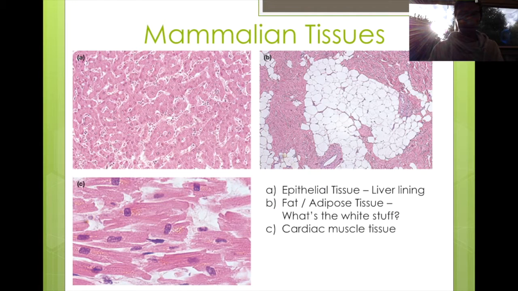Okay. So here's a few diagrams to show each one. You can see the epithelial tissue of the liver sort of sits right there. The fat or adipose tissue in the sample there, you can sort of see there.